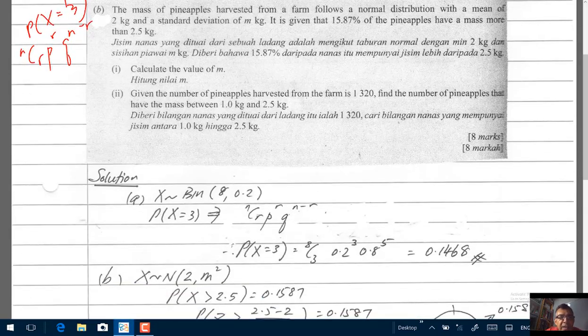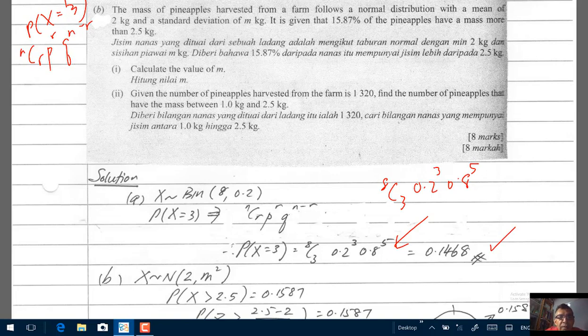I've done it here. We can easily follow it. n is 8. Okay, so we can write 8C3, p is 0.2 raised to the power of 3, q is 1 minus p, so it's 0.8 raised to n minus r, which will be 5. That's what you see here. Use a calculator and you'll get the answer 0.1468. Good.